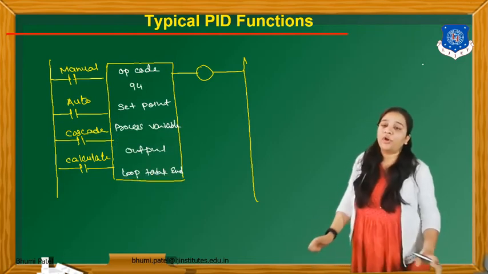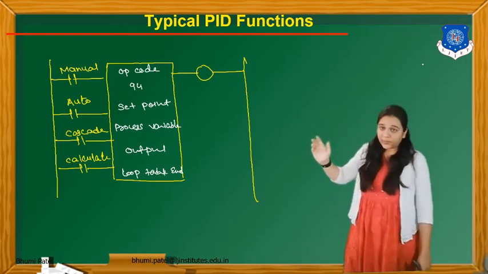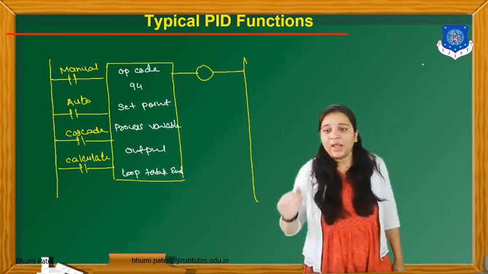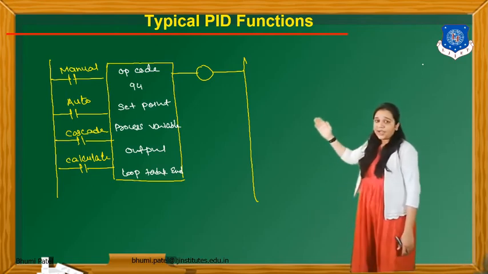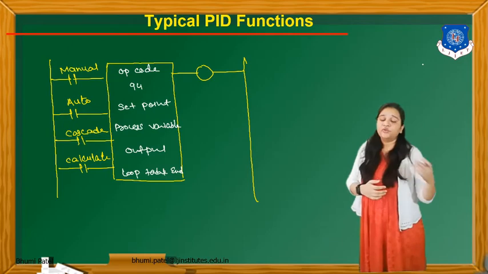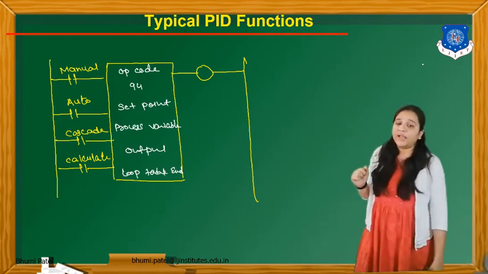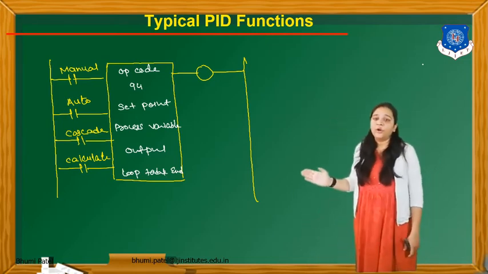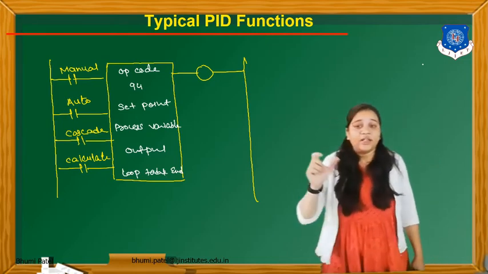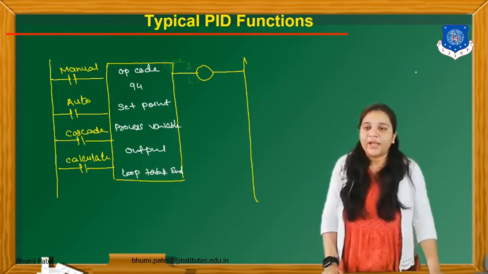Now in the block format we have to write the opcode, set point, process variable, output and loop table end. What is the set point? We have to decide that using the plant. Then the different types of process variable that we have to measure in the PID tuning, and then what is the actual output, and the loop table end, at which address we have to end my loop table.